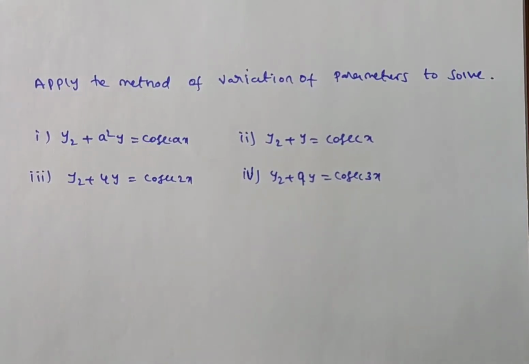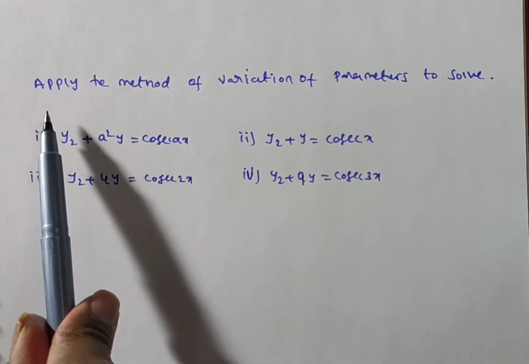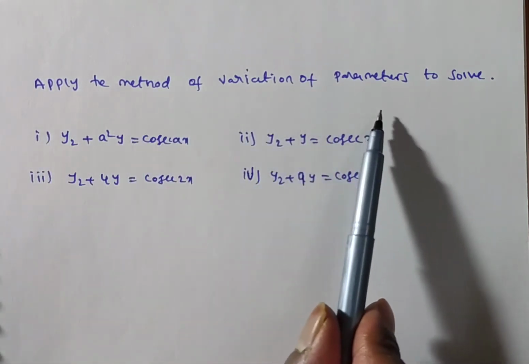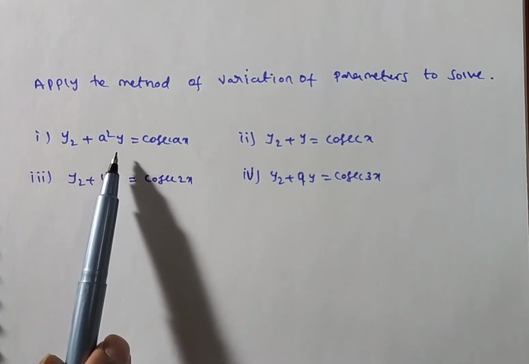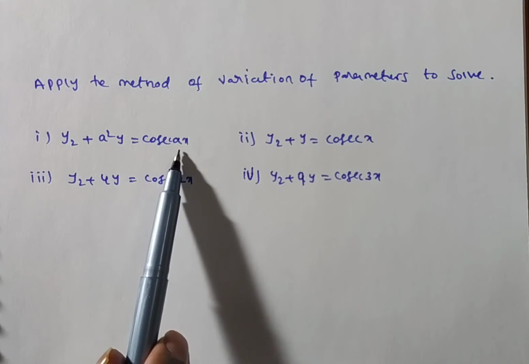Hi friends, in this video we are discussing a problem on the method of variation of parameters. The given problem is: apply the method of variation of parameters to solve. The first problem is y'' + a²y = cosec(ax).